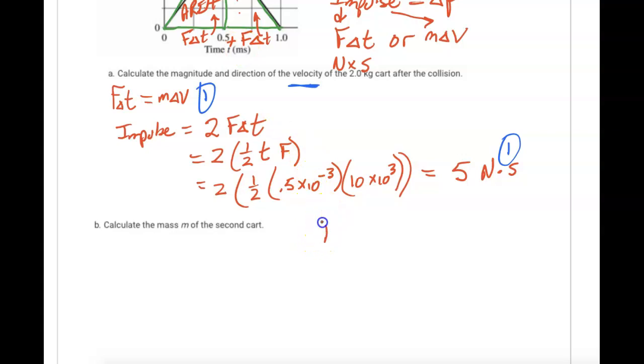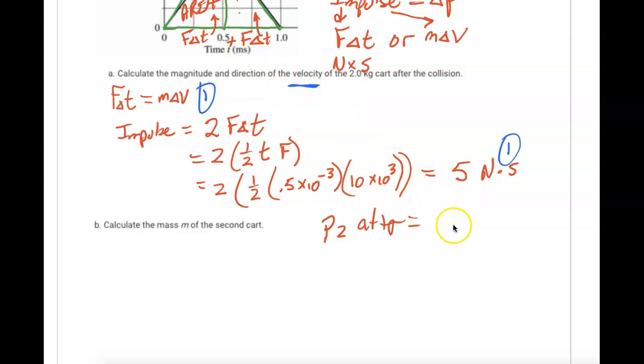We know that the momentum of the second cart afterwards is equal to the momentum minus that change in momentum. So we're really just looking at the change in momentum overall here. So I'm going to get rid of this guy.